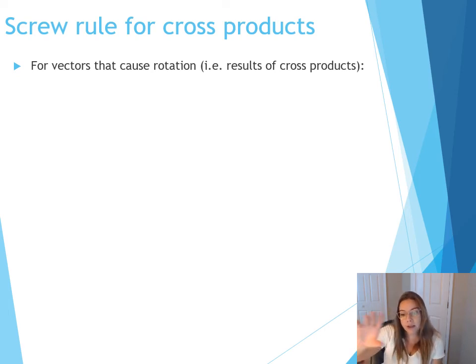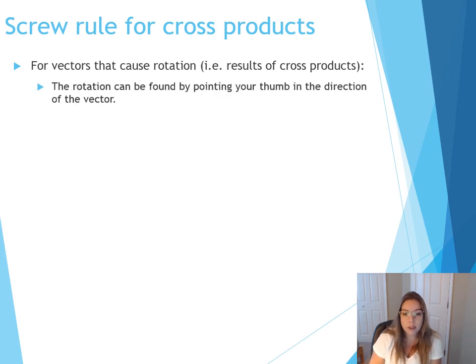Then you can actually describe the direction of rotation using what I call the screw rule for cross products. And it's very simple. They are the result of a cross product, so that means that your thumb is already describing their direction. The way that your fingers curl around tells you the direction of rotation associated with these vectors.